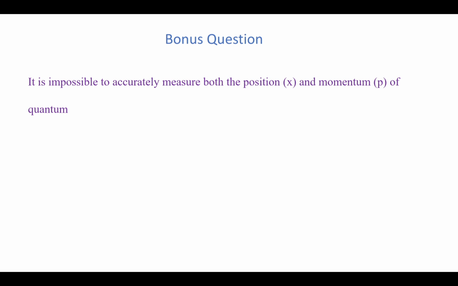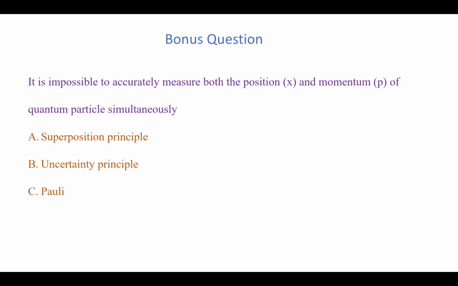Bonus question. It is impossible to accurately measure both the position and momentum of a quantum particle simultaneously. Superposition principle, uncertainty principle, Pauli anti-symmetric principle, first law of thermodynamics. Your time starts now.